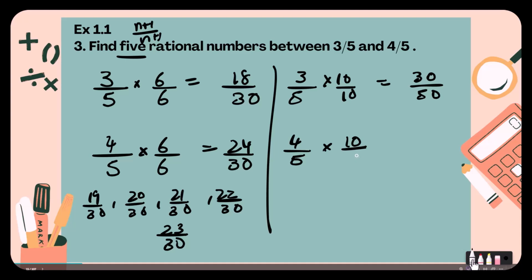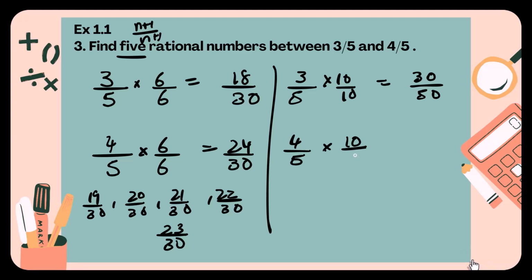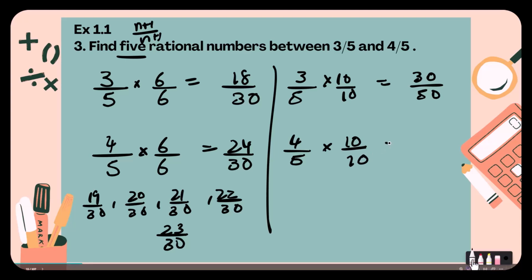It's up to you which number to take. I'm telling you guys to take 10. Why am I telling you guys to take 10? Because then it is easy. 30 by 50 and 40 by 50. It's an easy representation. So 31 by 50, 32 by 50. You can take any number. Okay, you can take 39 by 50, right? 38 by 50. Can I take 41?